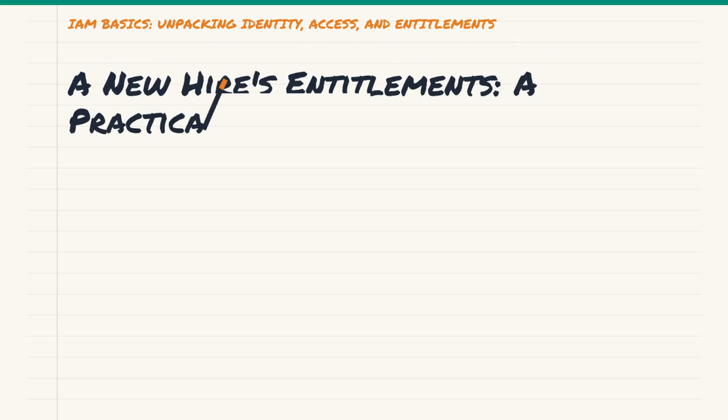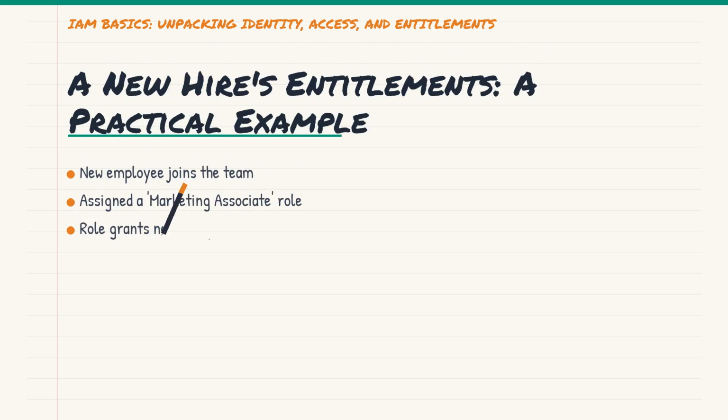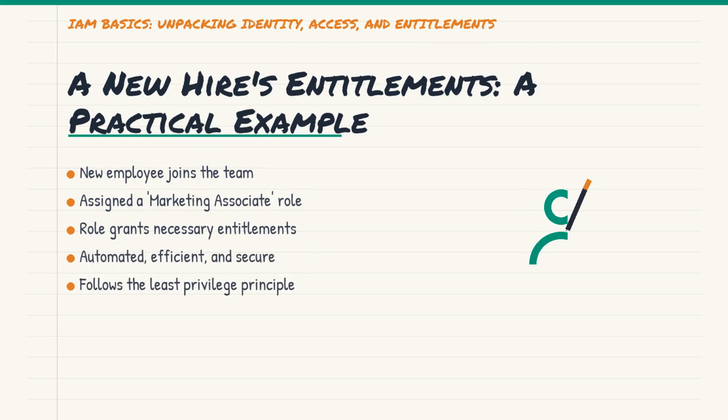Let's put this into practice. Imagine a new marketing associate joining a company. Instead of manually granting access to the marketing drive, the project management tool, the social media scheduler, and various internal dashboards, we simply assign them the marketing associate role. This role comes with a predefined entitlement bundle that includes all the access they need for their job function and nothing extra. This automated provisioning ensures they get what they need on day one without excessive permissions, following that least privilege principle. It's a smooth, secure onboarding process. This makes everyone's life easier, especially IT.